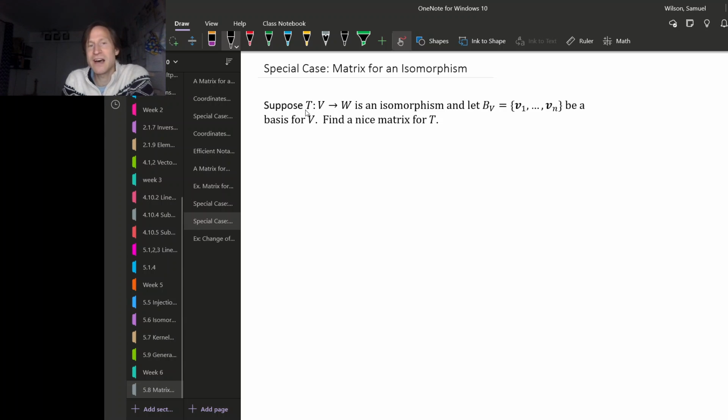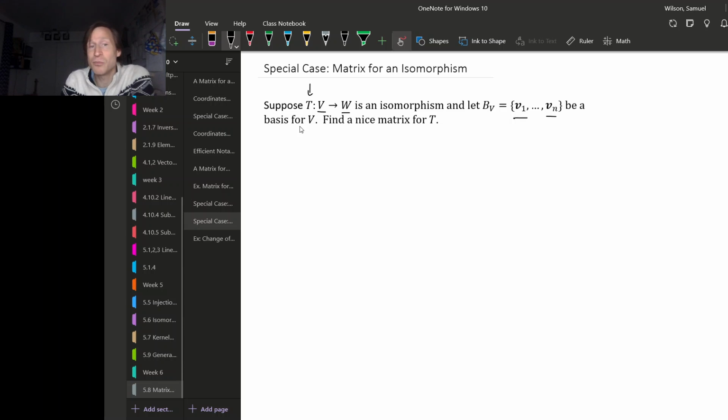So suppose we have this linear transformation from V to W that is an isomorphism, and suppose we have this basis for our domain space V. Let's find a matrix for T. Well, you might notice that I haven't specified a basis for W. So to find a matrix for this transformation, part of what we're going to have to do is choose a basis for W. But there's a nice way to do that.